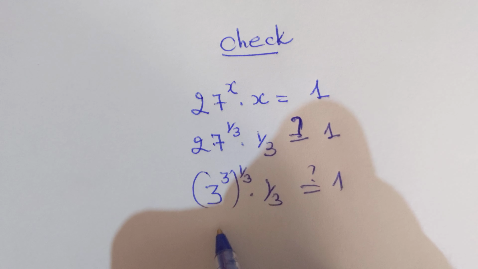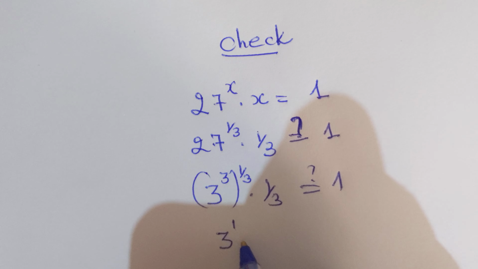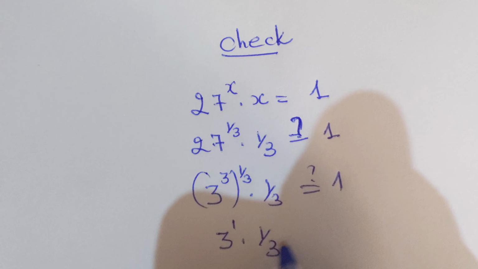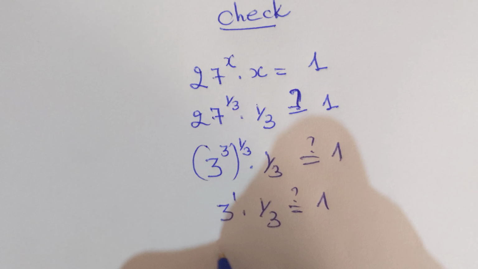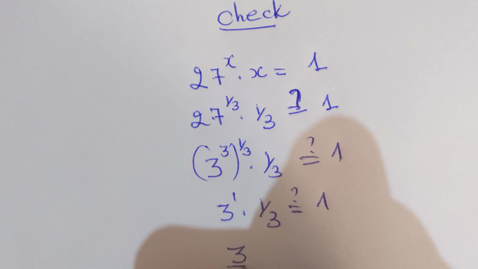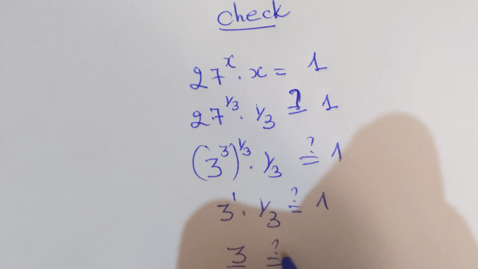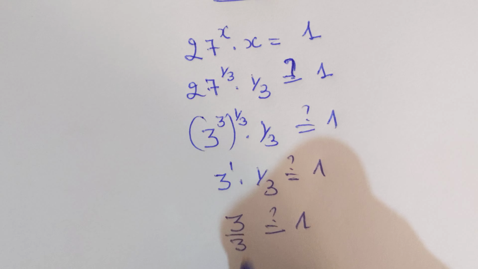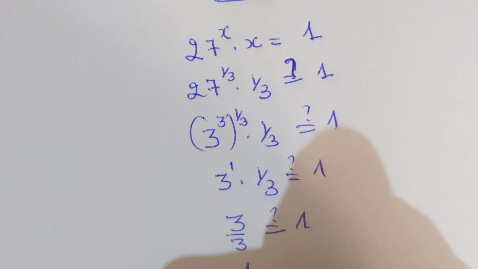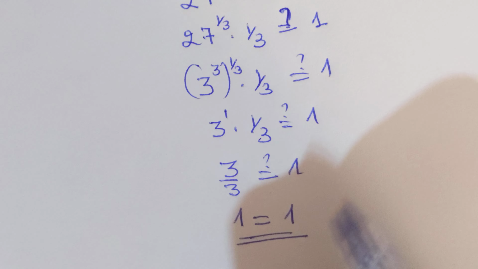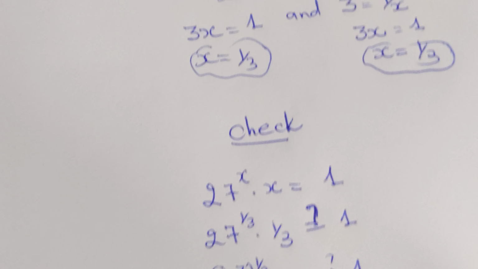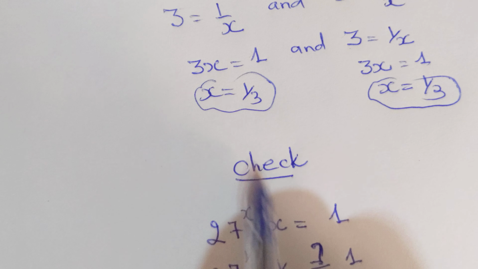This one will be cancelled to get 3 power 1 times 1 over 3 is equal to 1. This will provide 3 over 3 is equal to 1. Then 1 is equal to 1. To mean that x is equal to 1 over 3.